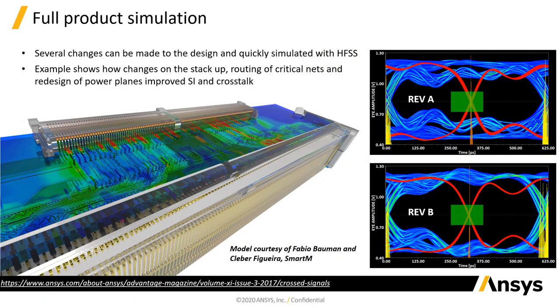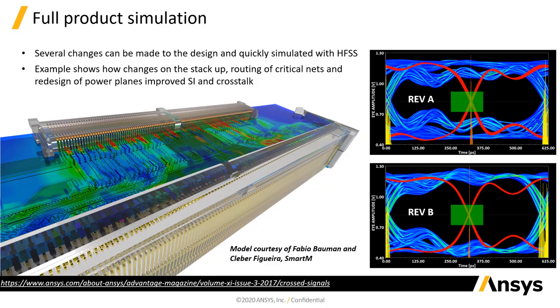This is a full product simulation where we have again electro-CAD and mechanical CAD. So we have connectors, printed circuit boards, and once you have optimized your design, you can run a full product simulation, and then you can still change some of the routings. You can change the stack up, you can change the design of planes, and you can improve a lot your signal integrity and also EMI performance.